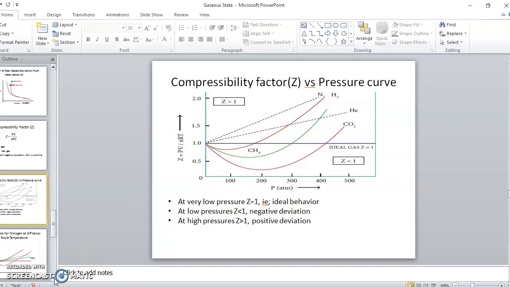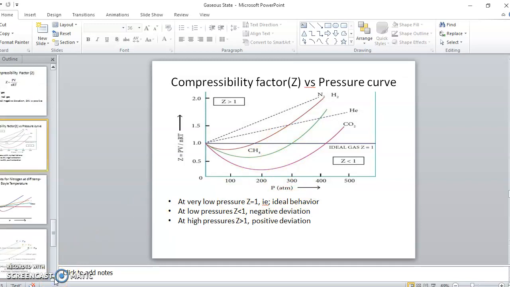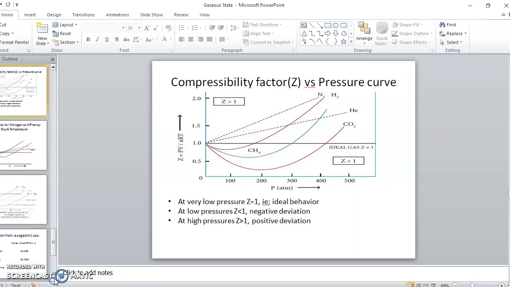So we saw there is a deviation. Now the question is why the gases are deviating. What is the reason for the deviation of real gases?